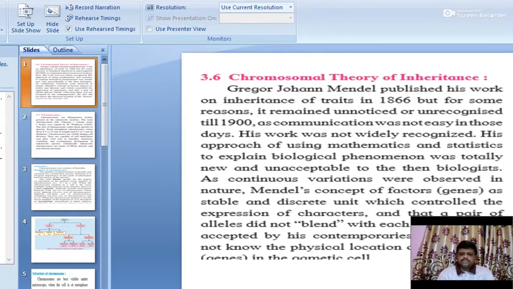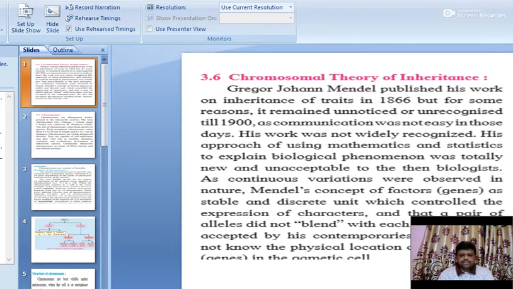Due to the advancement of microscopy, scientists were able to observe cell division and structure of chromosome under the microscope. Later on, Walter Sutton, along with Boveri in 1903, studied the parallel behavior of Mendel's factors and the behavior of chromosomes at the time of meiosis.